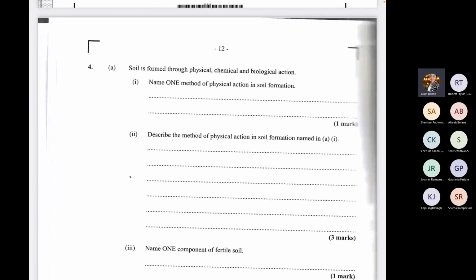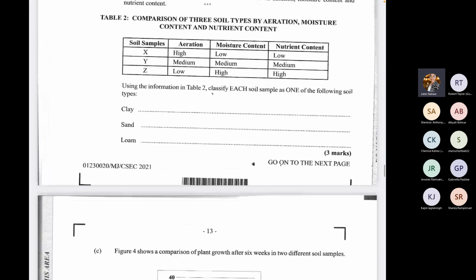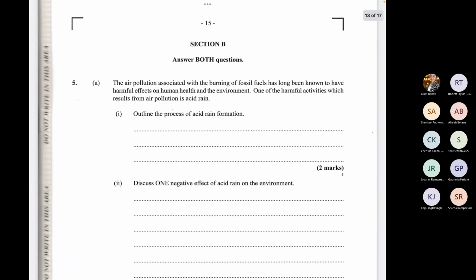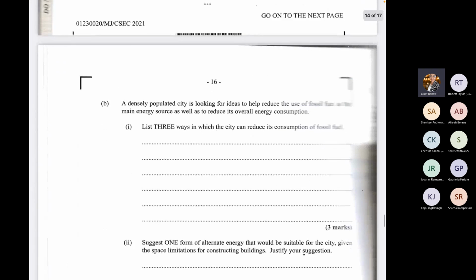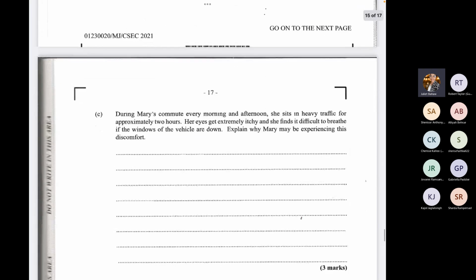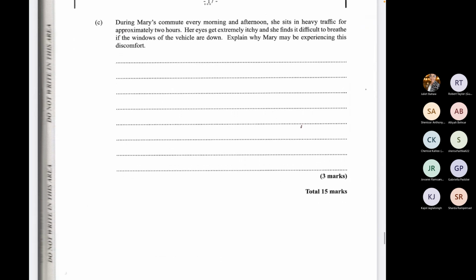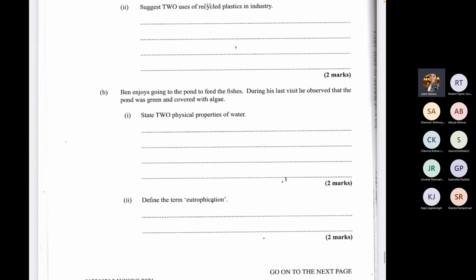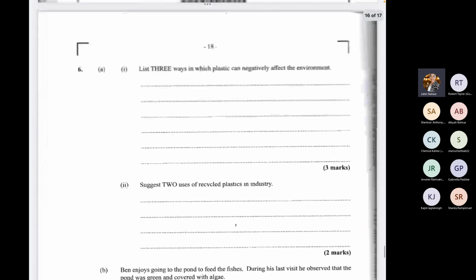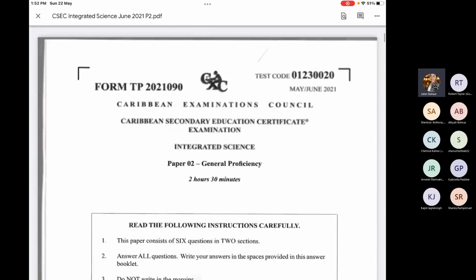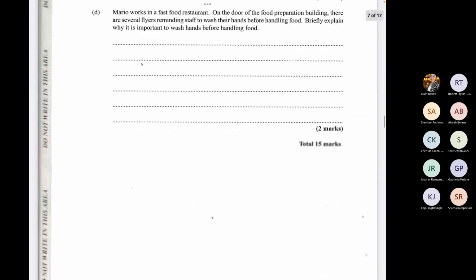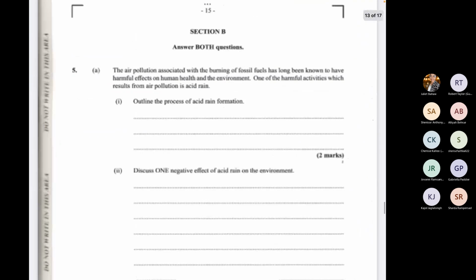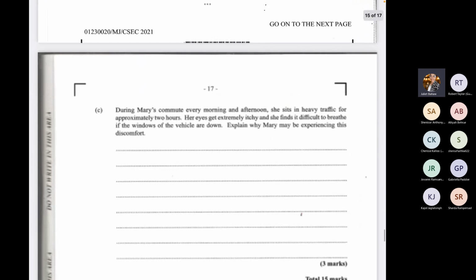Question 4 pertains to you because that is terrestrial environment. So most of this paper pertains to what is coming. And 5, because that is all terrestrial. And you have a little about fossil fuels there. 6, you have plastic, you have water, you have aquatic environment. So you're doing everything on this paper except question 3.